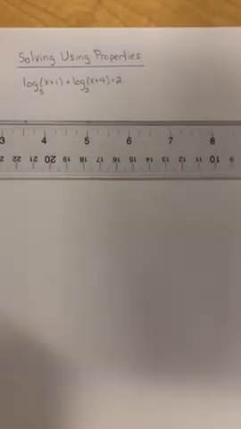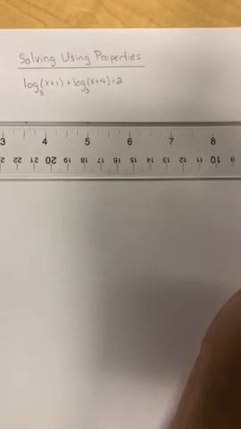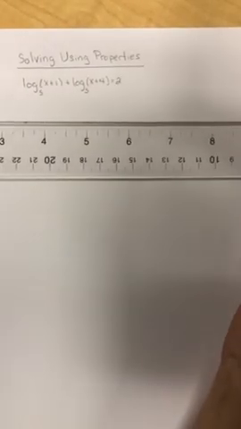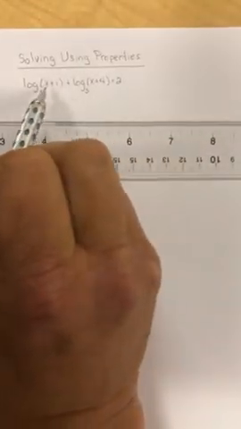We're going to look at the case where we're solving a logarithmic equation where you have a sum of logs equal to a number. Our ultimate goal is to get our equation in the form of a log equal to a log, where we can use the one-to-one property to eliminate the logarithms and then just solve the resulting equation, or get it as a log equal to a number.